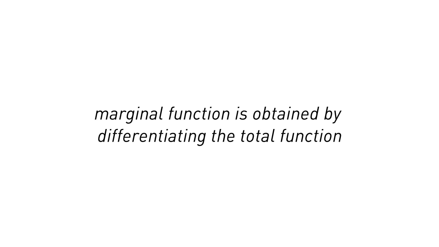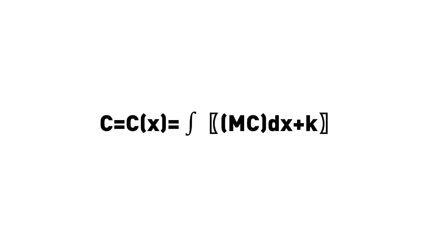Using all the information that was stated, we know that the marginal function is obtained by differentiating the total function. Now, when the marginal function and initial values are given, the total function can be obtained with the help of integration. For the cost function, if C denotes the total cost and MC equals dC over dx is the marginal cost, then we can write C of x equals the integral of MC dx plus K, where K is the constant of integration, and since it is a constant, it is the fixed cost.